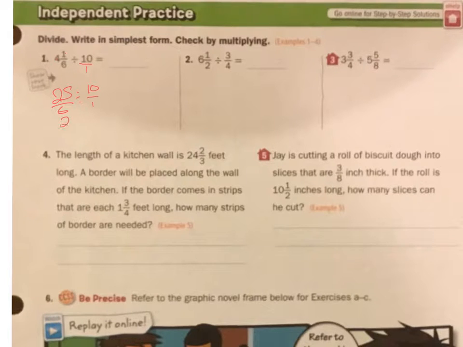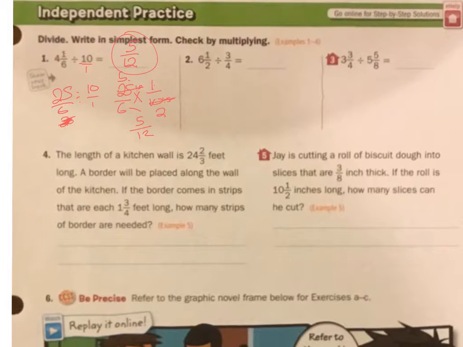So I'm going to keep 25. Oh, here. Let's do it over here. Keep 25 over 6, change the division to multiplication, and change that to 1/10. Okay? Now, 10 and 25, I'm going to divide each by 5. Divide each by 5. That gets me 5 here. That gets me 2 here. 5 times 1 is 5. 6 times 2 is 12. So it's 5/12. That's the answer.